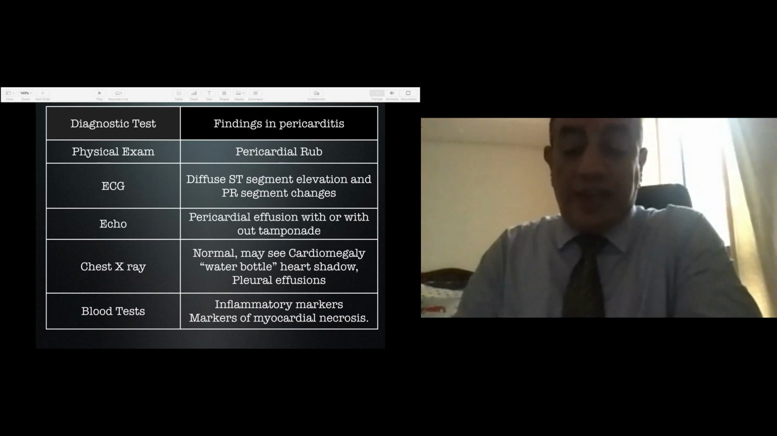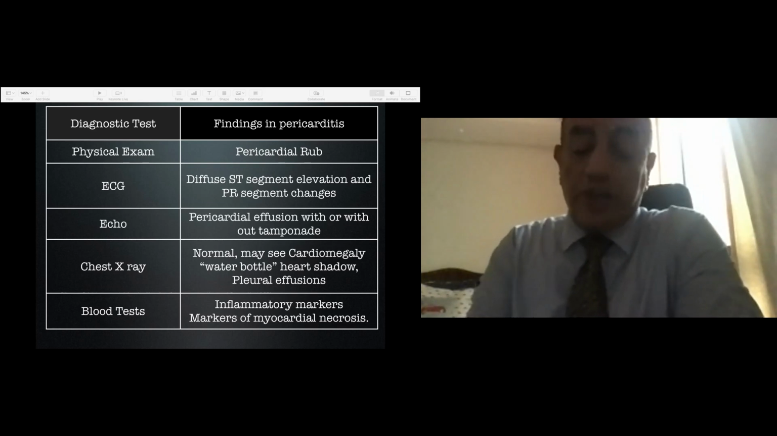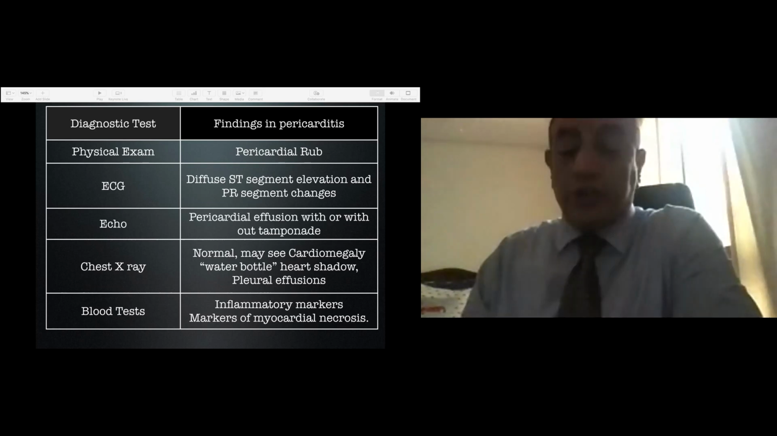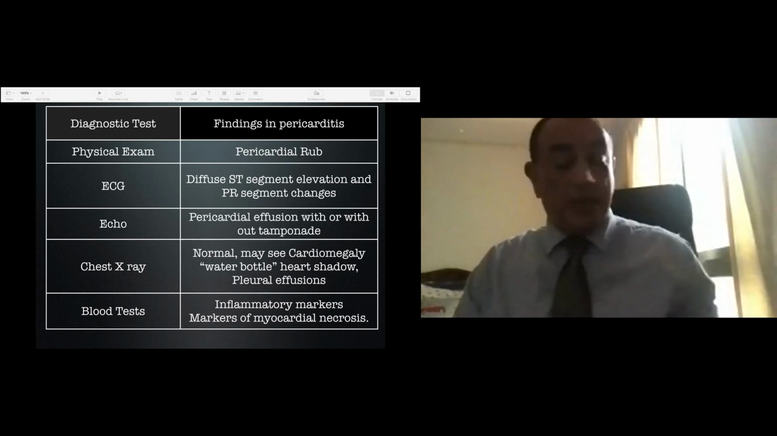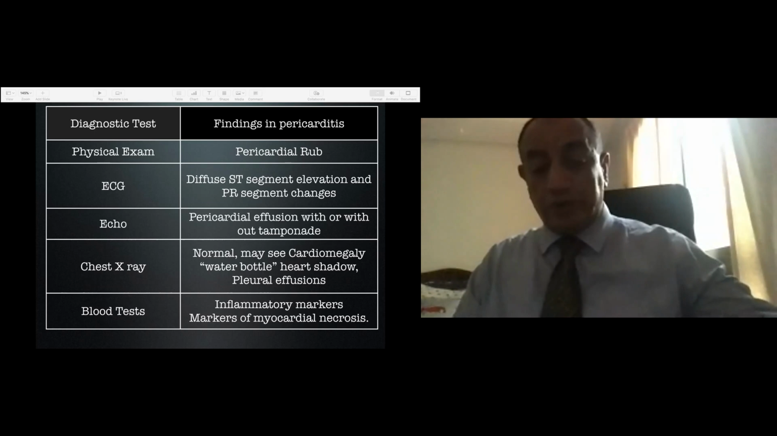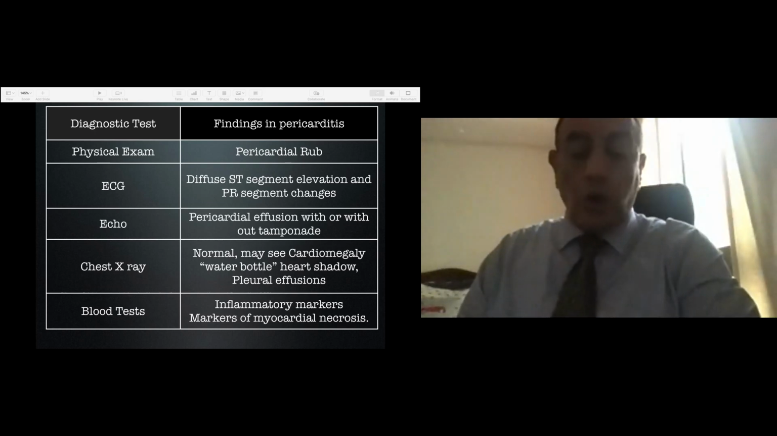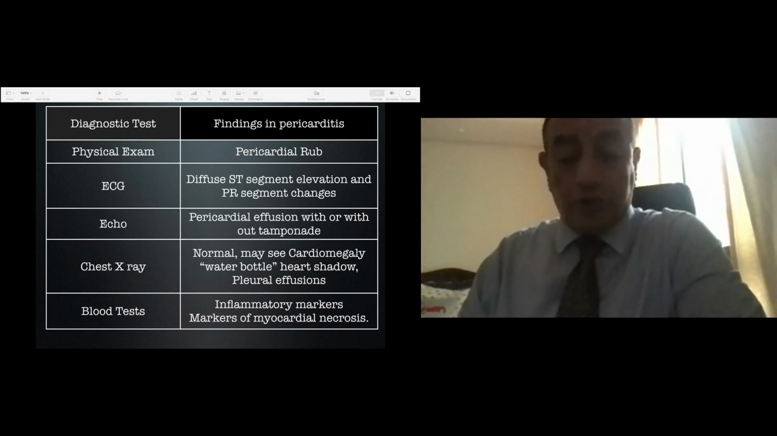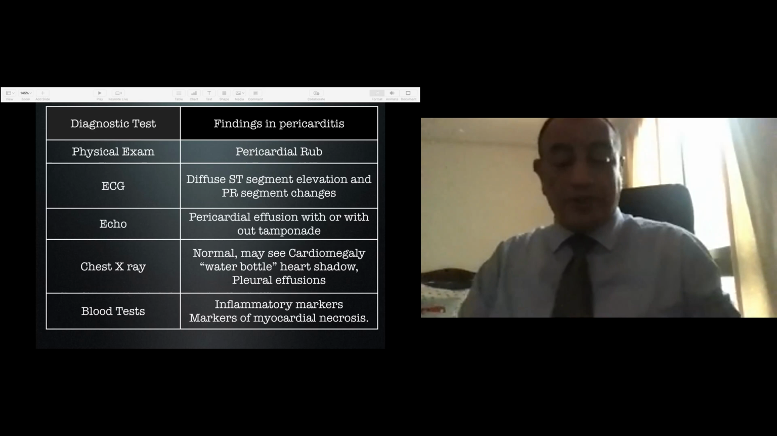On chest X-ray, the finding could be normal, or you can see the classic water bottle heart shadow due to pericardial effusion. Also by X-ray, you can see some pleural effusion if there is associated pleurisy.